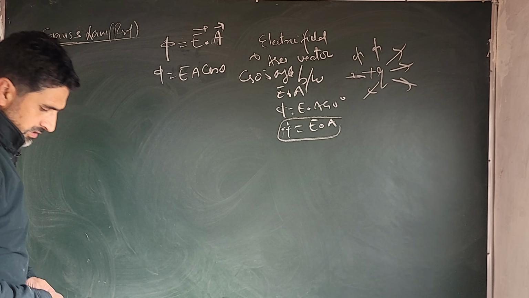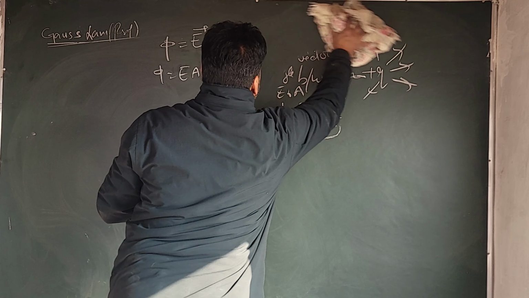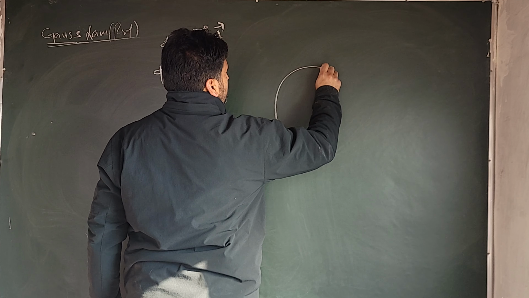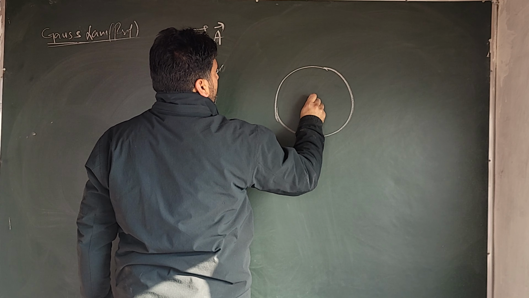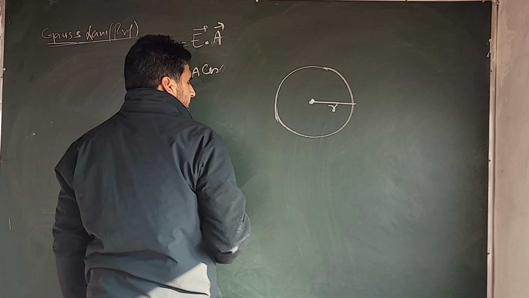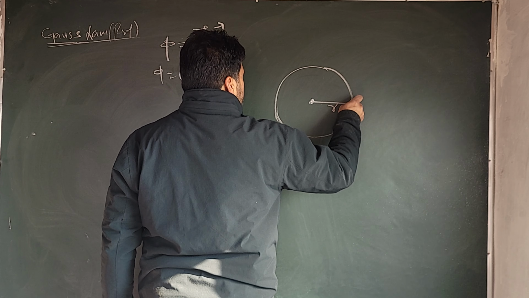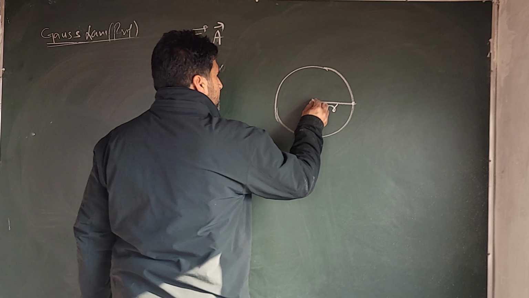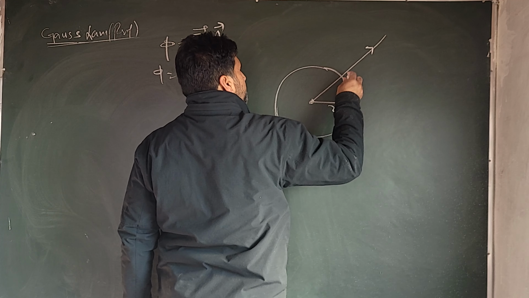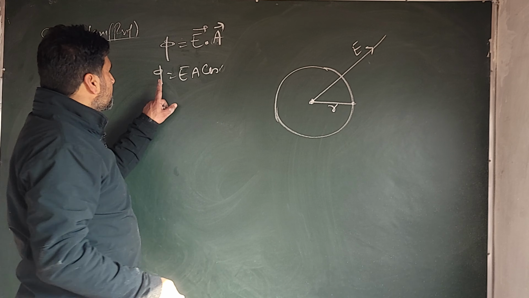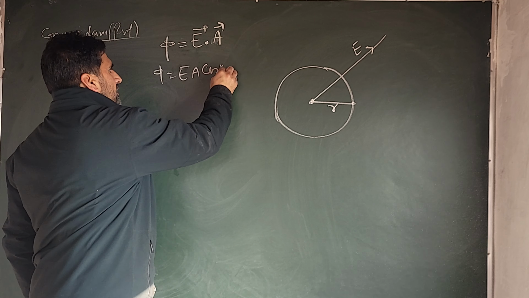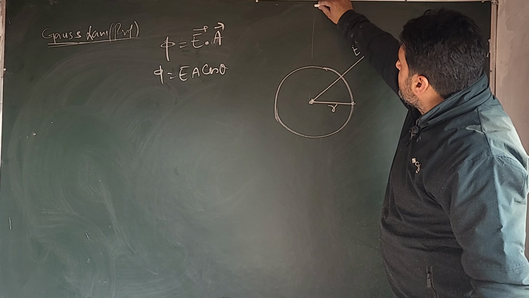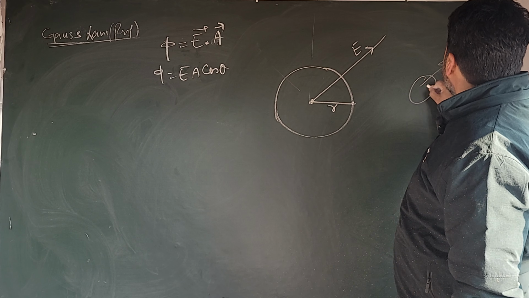Now suppose, how to calculate, how to prove this Gauss's law. We have a sphere of radius r, or at a point on the surface at a distance r, the direction of electric field will be along this direction. We have to find out the flux as per this expression. So E is the direction of electric field. From here the electric field will be like this; from everywhere, the electric field will be outward.